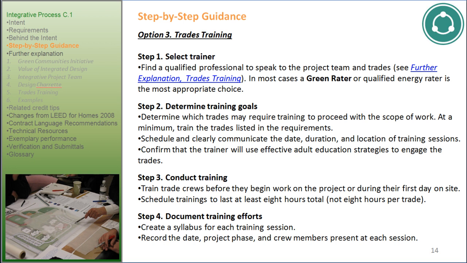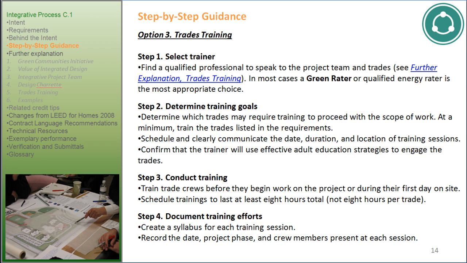Determine which trades may require training to proceed with the scope of work. At a minimum, train the trades listed in the requirements. Schedule and clearly communicate the date, duration, and location of training sessions. Confirm that the trainer will use effective adult education strategies to engage the trades.